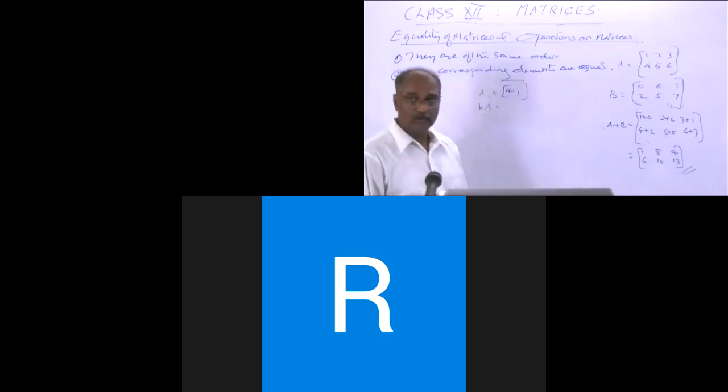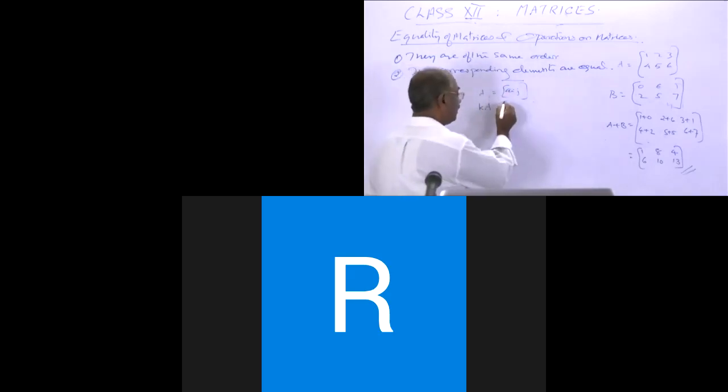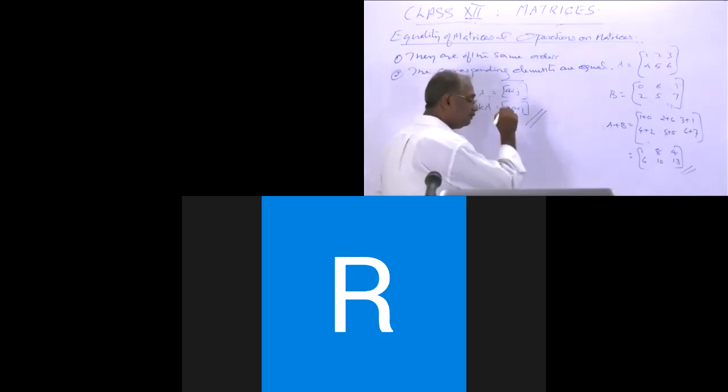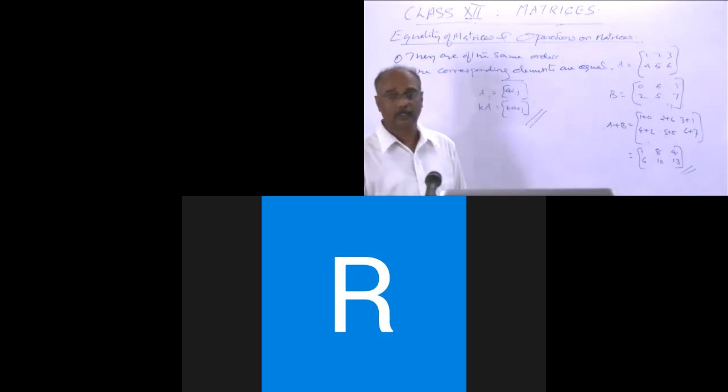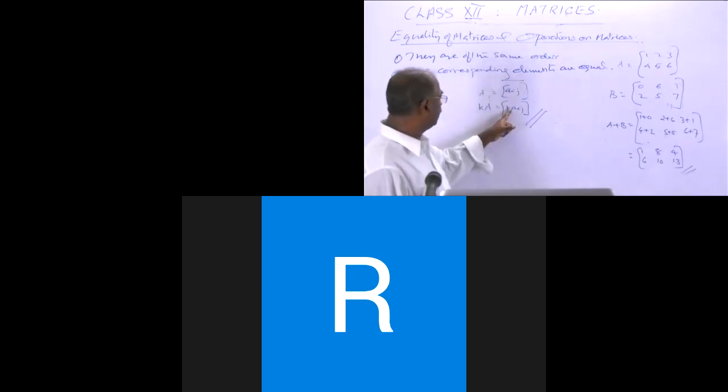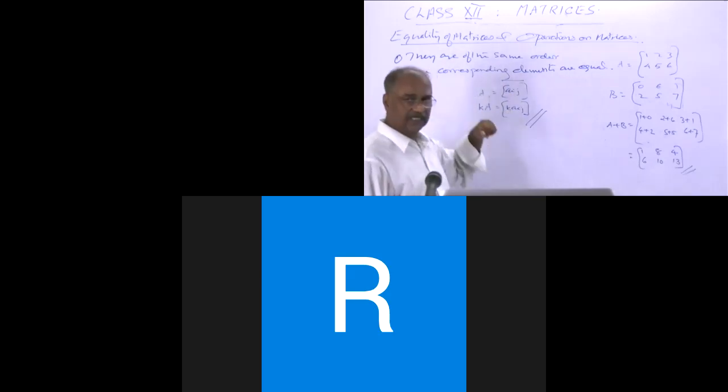Then to multiply this A with K, KA is equal to the matrix obtained by multiplying all the elements of this matrix with K, and it can be denoted by KAij. So this is the matrix obtained by multiplying all the elements of A with K.